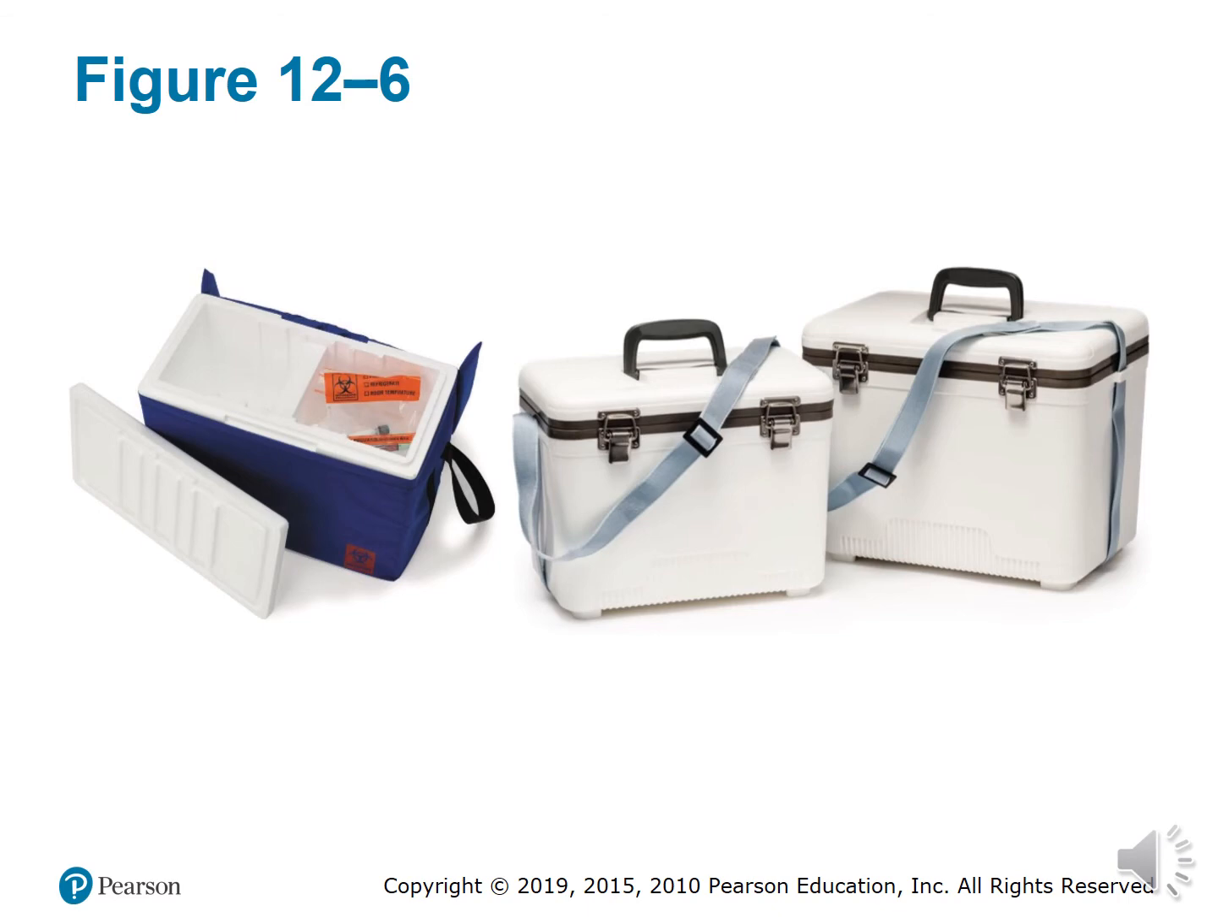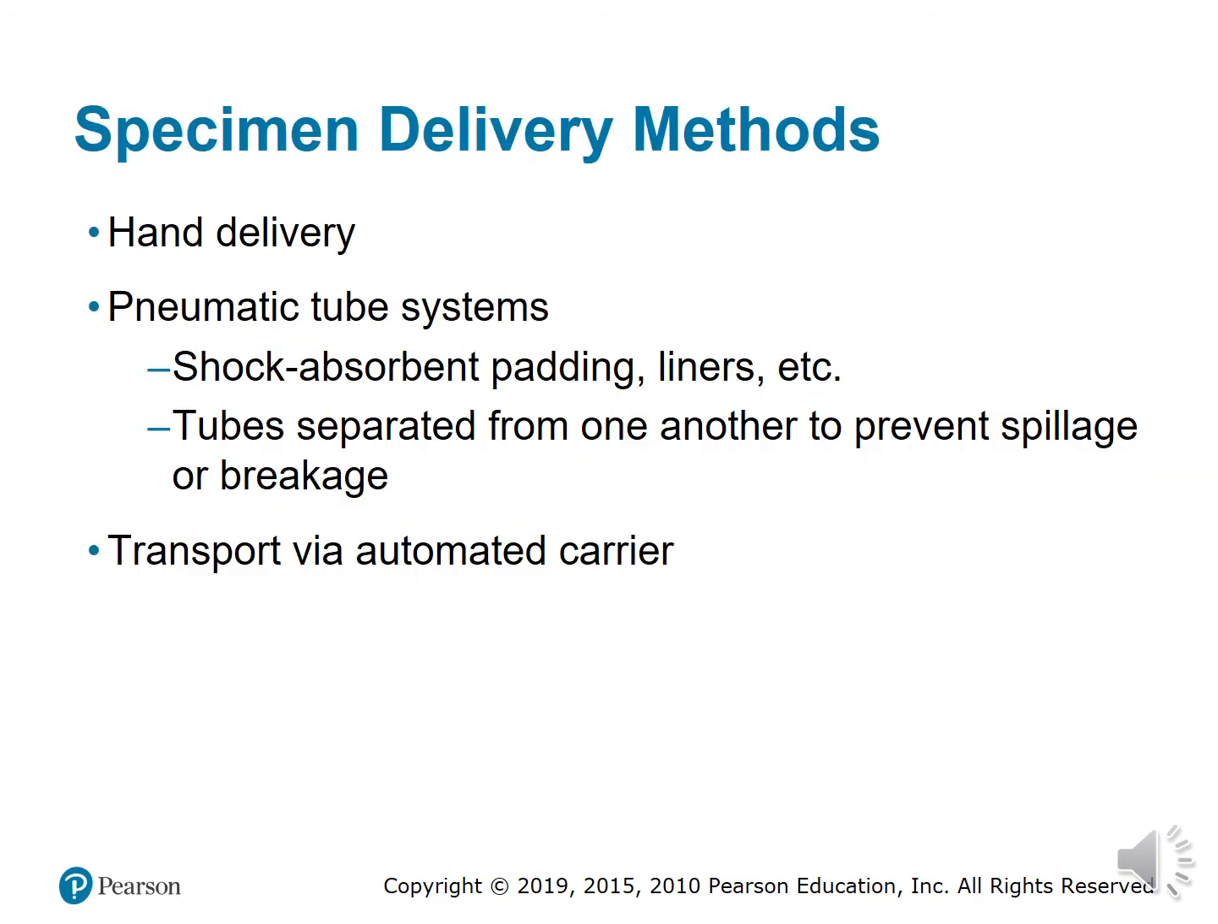All right, these are coolers or transport cases. Specimen delivery methods: you have hand delivery, the pneumatic tube systems, shock absorbing padding, liners, etc. Tubes are separated from one another to prevent spillage or breakage, transported via automated carrier. Tubes separated from one another, again, that would be like the racks that you see in the classroom.